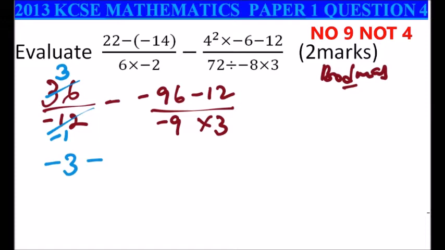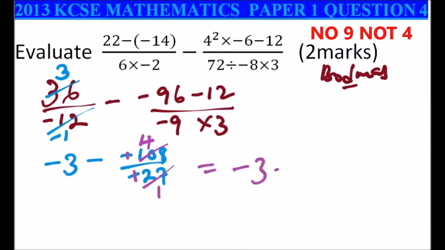Minus 96 minus 12 is minus 108. All this is divided by 9 times 3, which is minus 27. Since the numerator is negative and the denominator is negative, negative divided by negative is positive. And then we can divide 108 by 27. You'll be able to get 4, and 27 you get 1. So this implies that we have minus 3 minus 4, which gives you minus 7. So that's how you work out that question. You get yourself 2 marks.